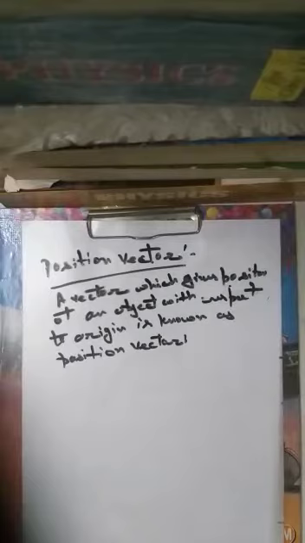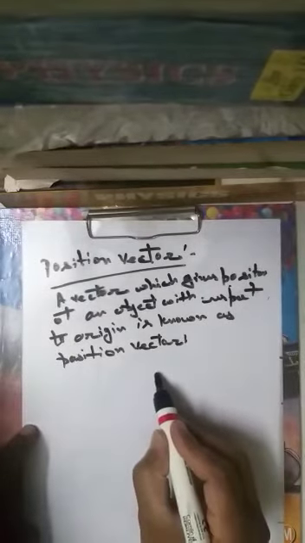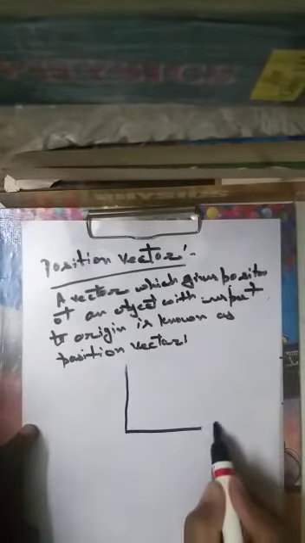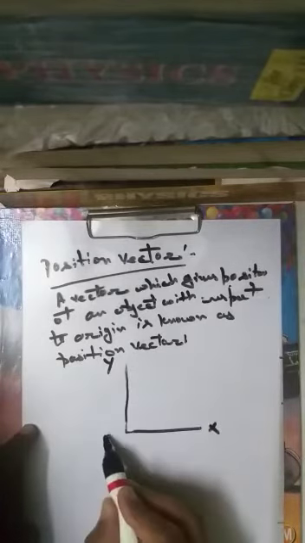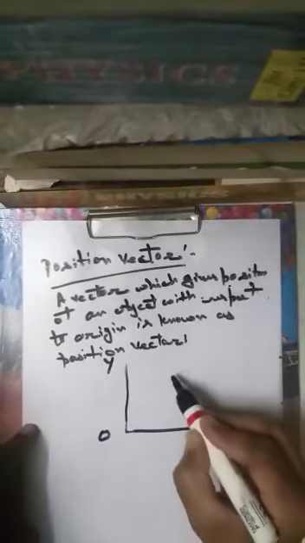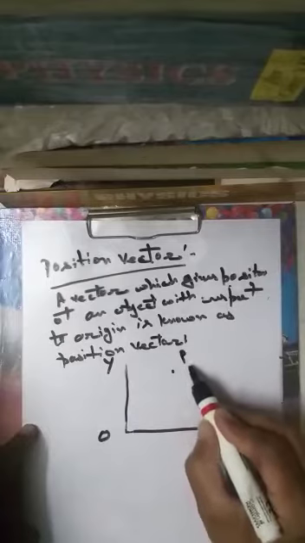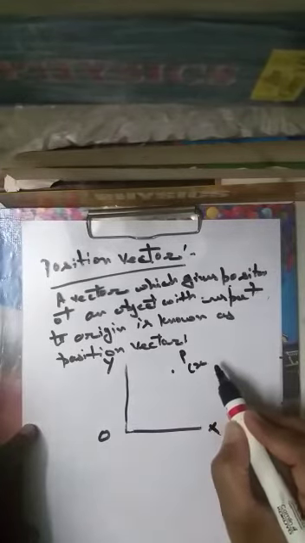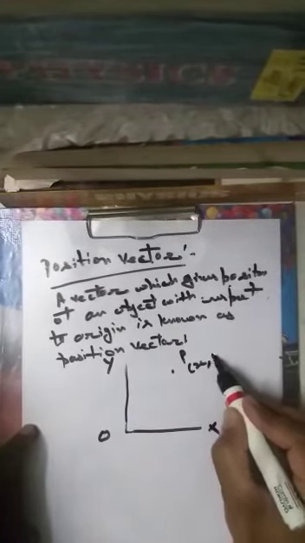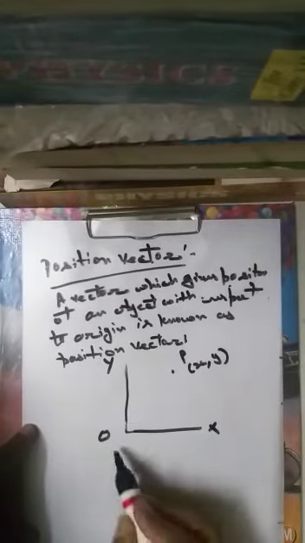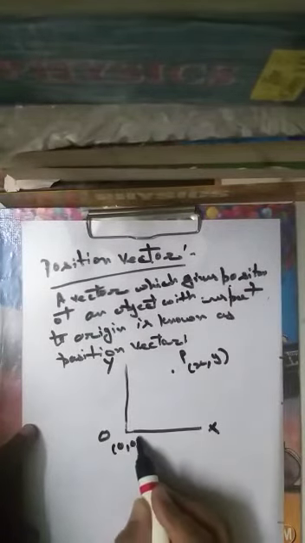A vector which shows the position of an object with respect to the reference point or origin is known as position vector. For example, this is the x-axis, this is the y-axis. This is the origin O. This is a point P whose coordinates are x, y. And this is the origin, whose coordinates are 0, 0.